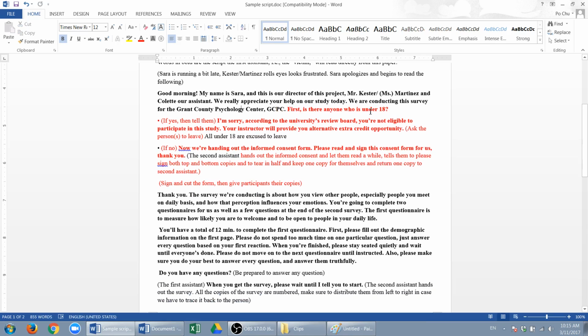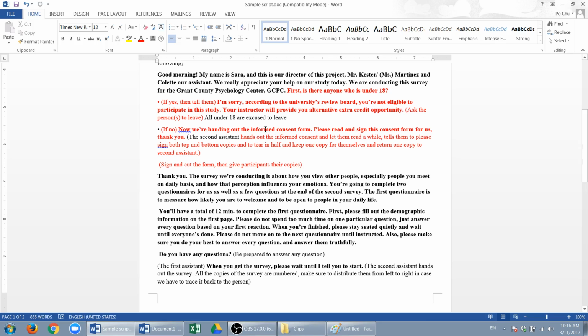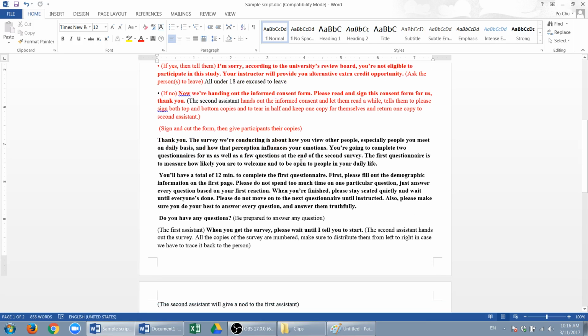Now, first, is there anyone who is under 18? If it's really someone under 18, then they need to be excluded. Actually, what we did was discuss with the instructors: if they are under 18, they don't have to come to this, so it doesn't create an awkward moment where they need to be asked to leave. Then they hand out the informed consent form and ask the participants to read and sign it. The consent form has two identical parts on one page, and they need to sign the upper and bottom parts, cut it in half, keep one copy for themselves, and return one copy to us, because we need a receipt as well. After that, we can start the experiment.